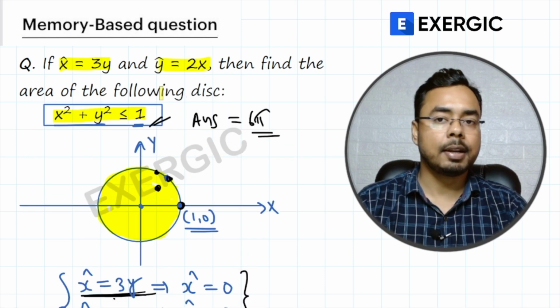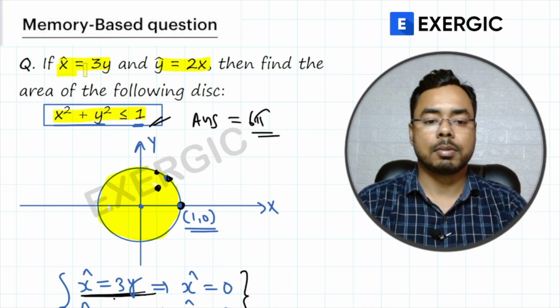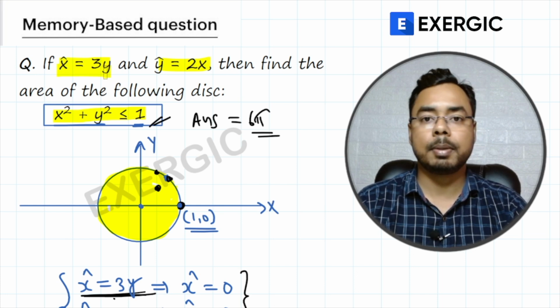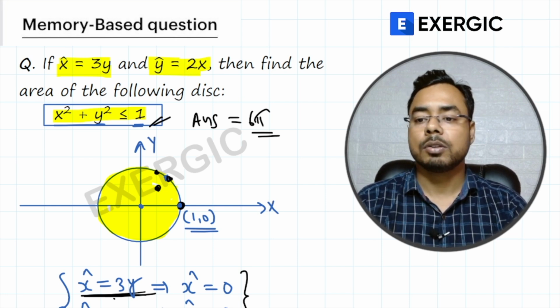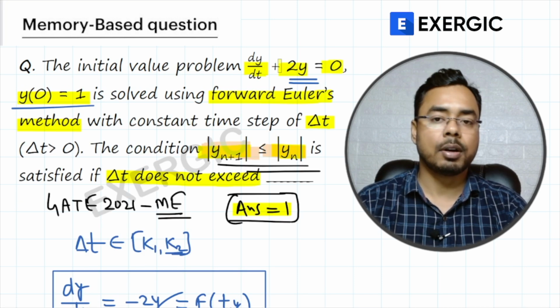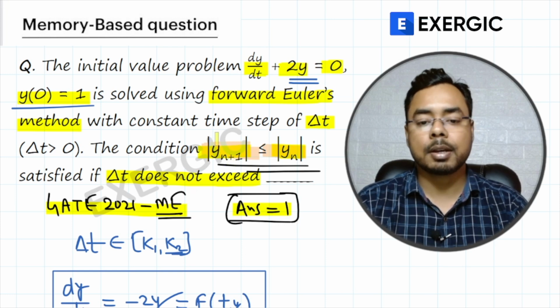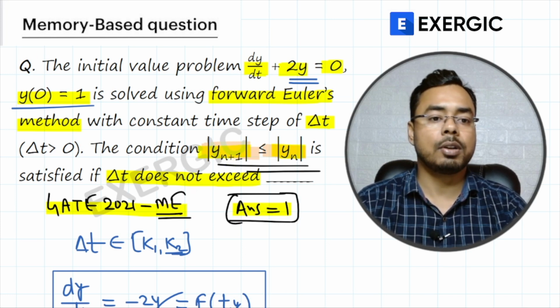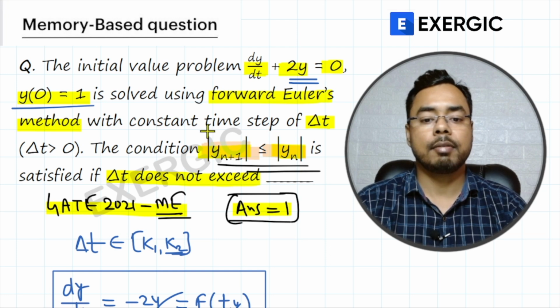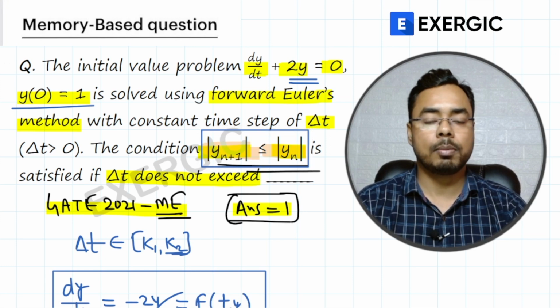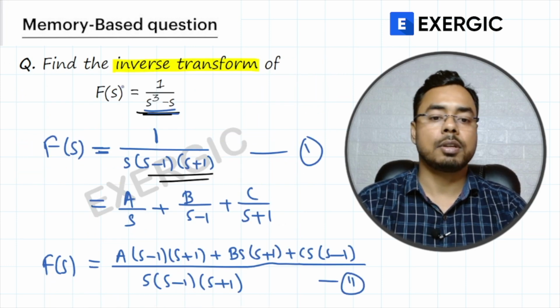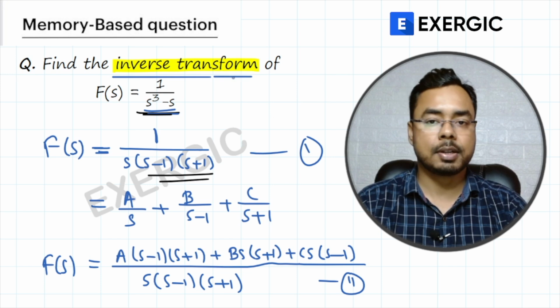Then the next, this was a slightly different problem, right? In this question, first we had to find what will be the curve which we will get after this transformation, and then we have to find the area of that curve, right? And then this was again a problem which was asked in GATE 2021 also in mechanical. And here the problem becomes easy because the condition for stability is already given to us, right? It is already given that modulus of yn plus 1 would be less than or equal to modulus of yn. Then the next question was from inverse Laplace transform.